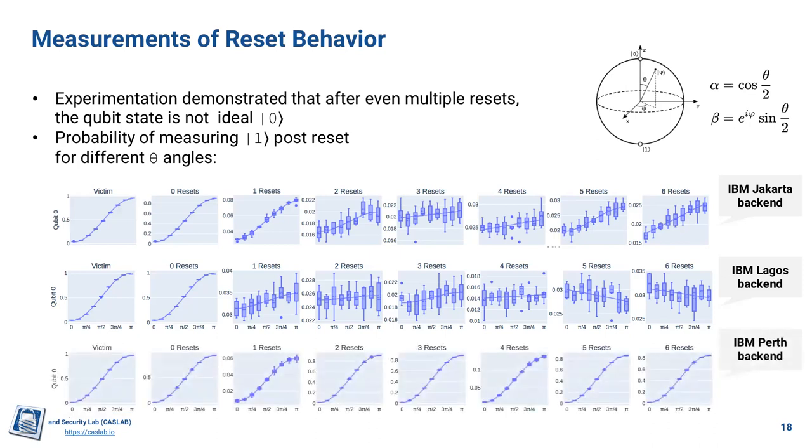Also for some machines, at least at the time, for example on Perf, you can see that one reset was similar to the other ones, but suddenly with two resets the probability went back from almost zero to almost one. So there was maybe even a functional problem with the reset.